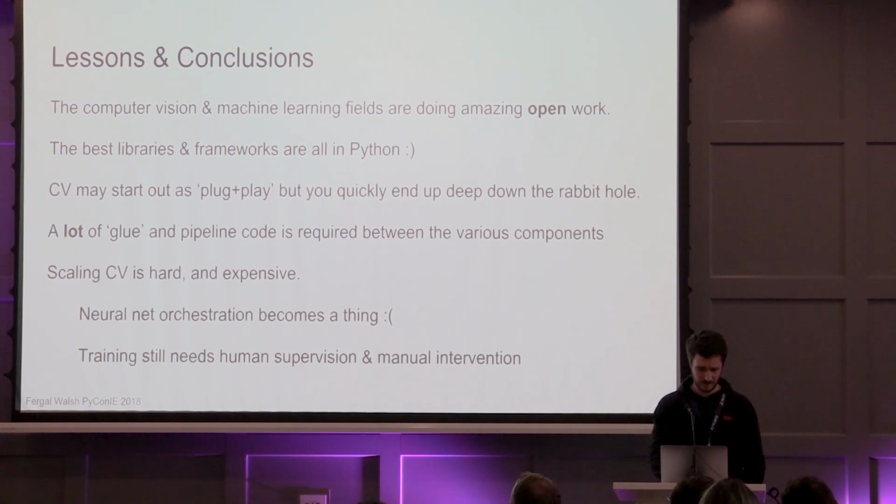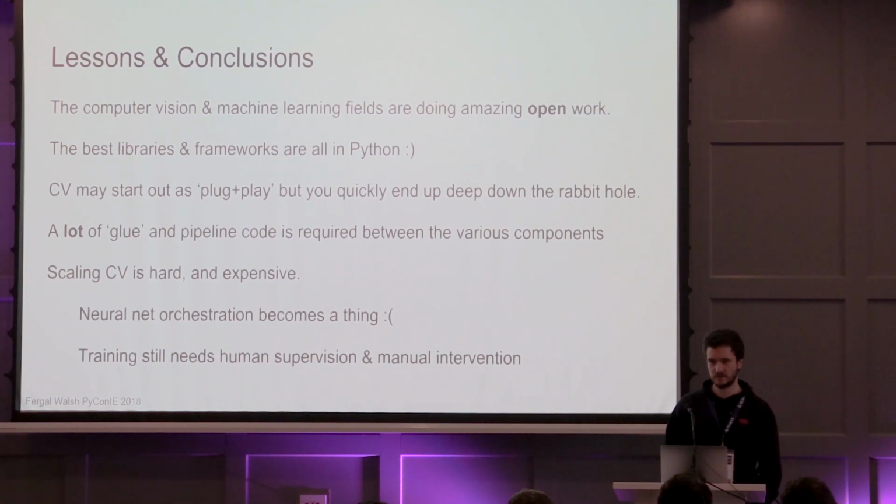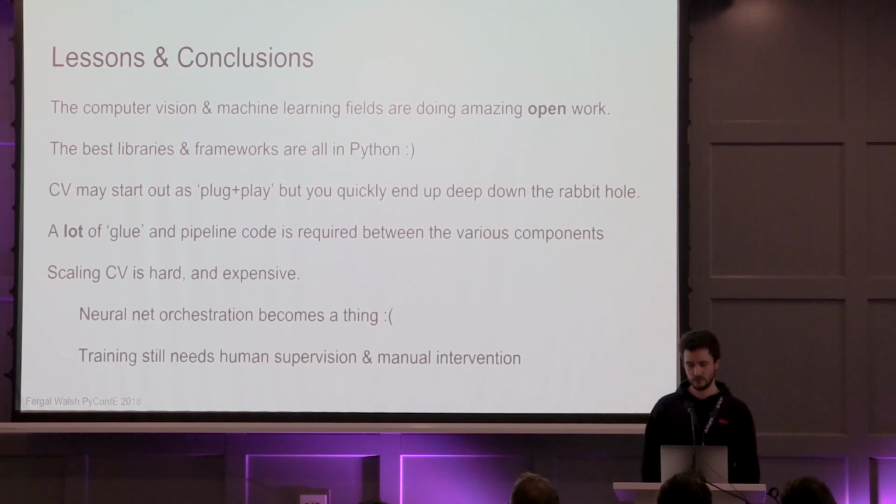And then the main lesson is that scaling CV is hard and expensive. Google is really annoying because they keep coming out with these amazing demos of things that they can do. For example, we have this Google Lens app where you take a picture of things and it tells you what it is. And people are really impressed by that. And it is really impressive.